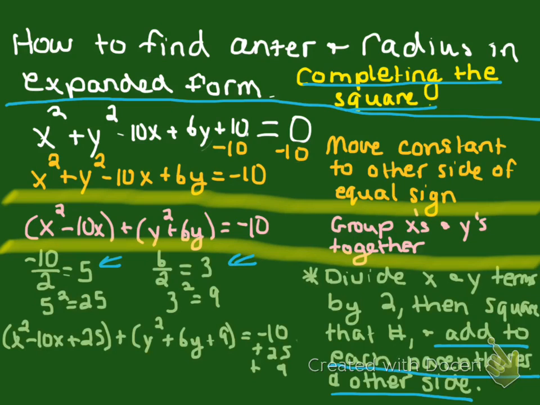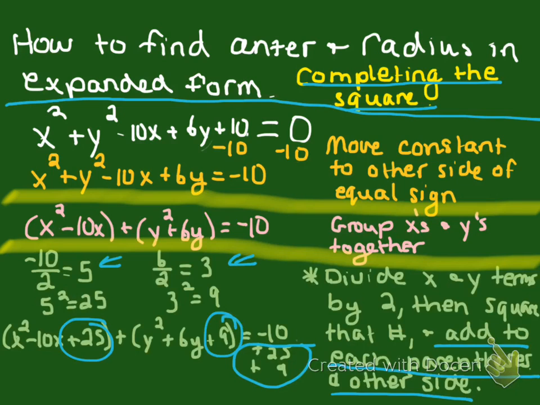So now you'll see we have x squared minus 10x plus 25, y squared plus 6y plus 9, and I'm also adding them to the other side of the equal sign. So again, guys, these are steps. These are steps to solving what you need to solve for, how to find the center and the radius. We're going back to that equation of a circle.